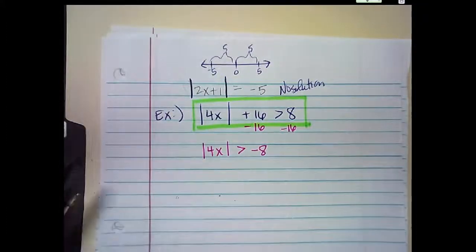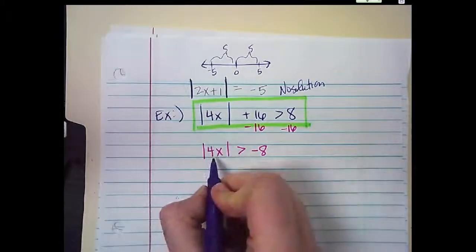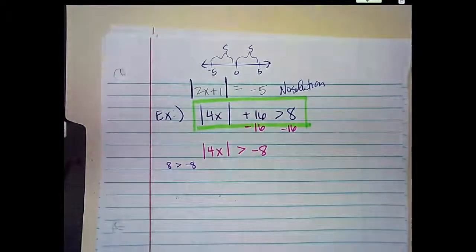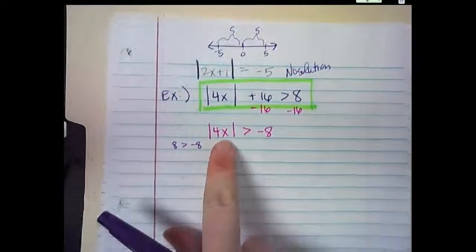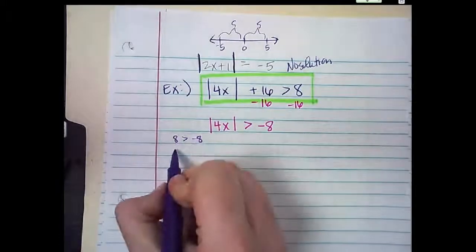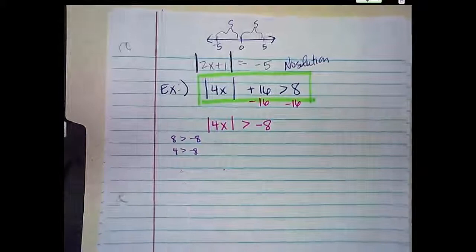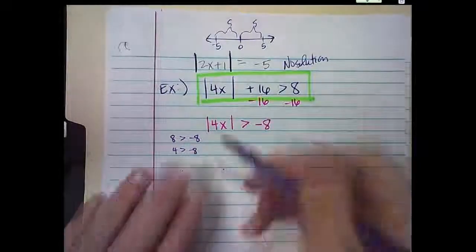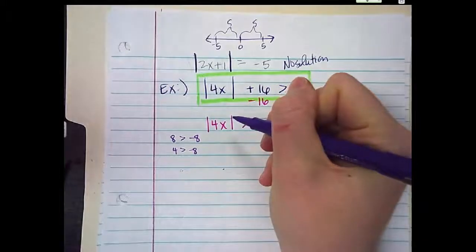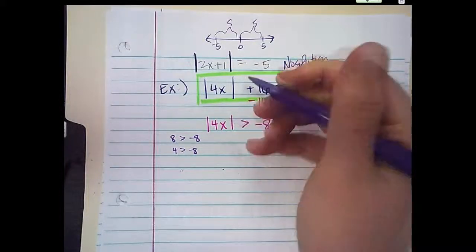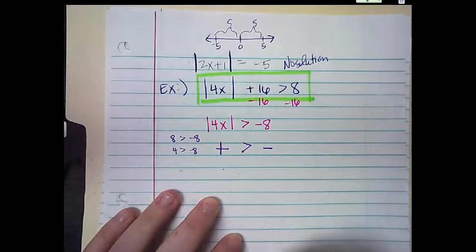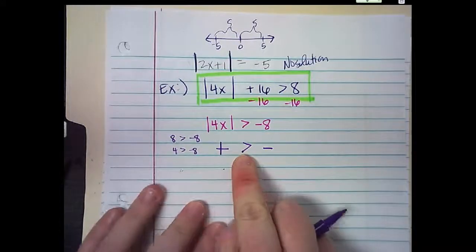Let's look at a number that I could put in here. Let's say I put in 2. 4 times 2 is 8. Is 8 greater than negative 8? Yes. Give me another number that would work. 1. 4 times 1 is 4. 4 is greater than negative 8. All real numbers. Why is it all real numbers? Because anything you put in, when you bring it out of the absolute value, is always positive. A positive is always greater than a negative.